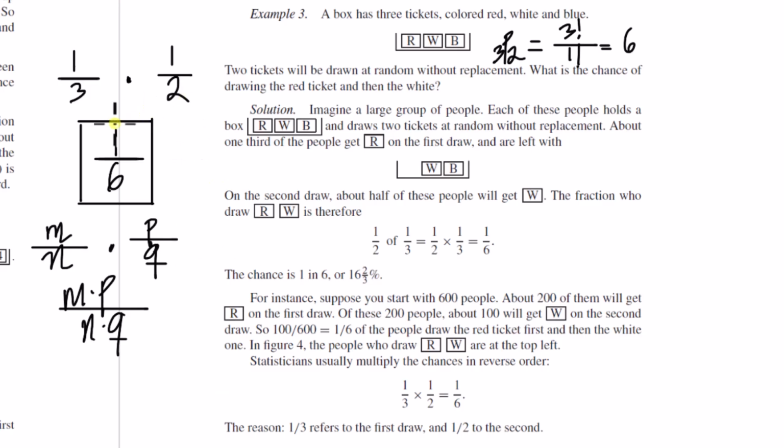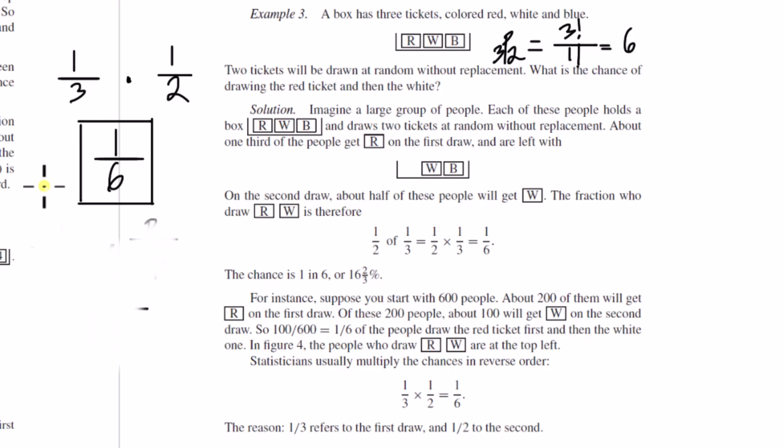When you multiply probabilities, you're applying the multiplication rule for counting to the events in the numerators and the events in the denominators to get this new total count of possible events and possible successful events. That's it. Okay, and so it says the chances are 1 in 6, 16 and 2/3%, of drawing a red ticket then a white ticket.